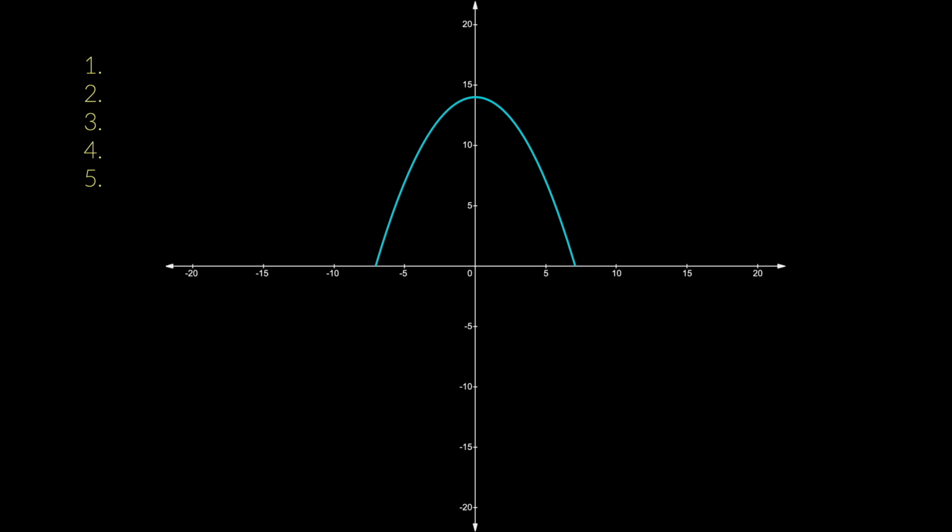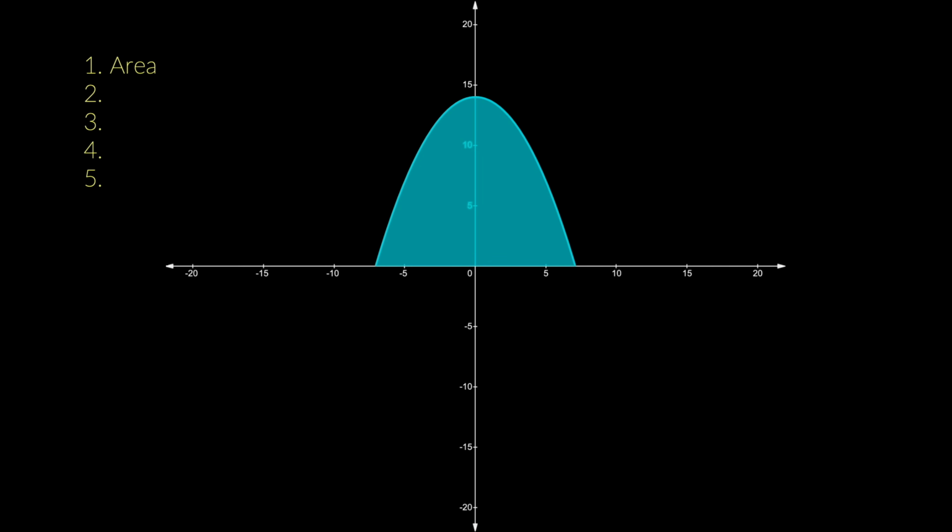The first property that calculus helps us find is the area under the curve. Historically, this was known as squaring the curve, or finding a square with an equivalent area. It was mathematicians' quest to square different curves that led to the discovery of calculus.